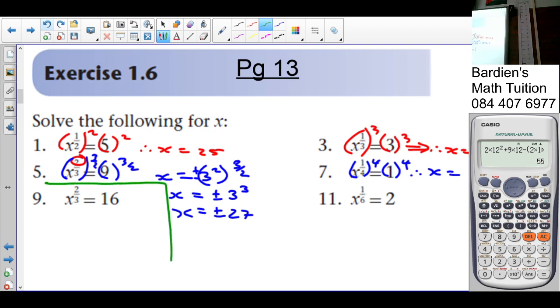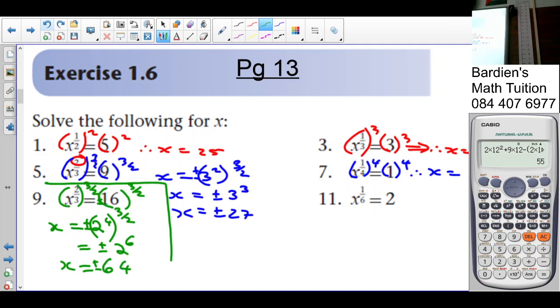Number 9. The numerator is even. So what does that mean? Plus minus. I raise this to the power 3 over 2. Plus minus. So x is equal to 2 to the 4 raised to plus minus 3 over 2. It will be plus minus 2 to the power of 4 times 3 over 2, which is 6. And 2 to the 6 is what? 64. Plus minus 64.